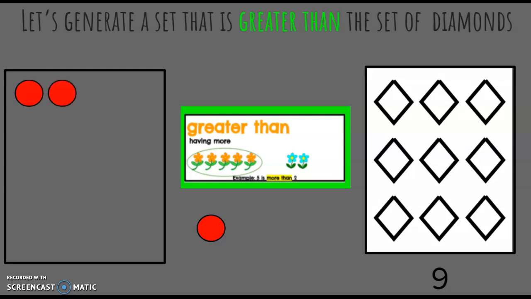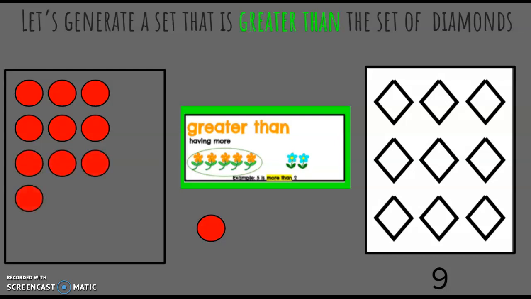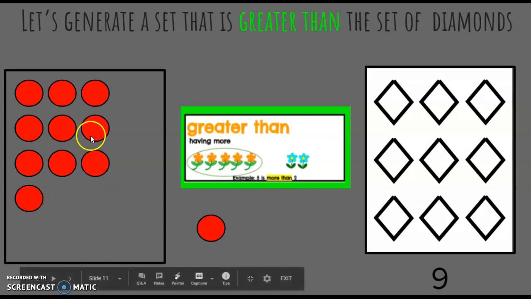1, 2, 3, 4, 5, 6. Okay, now is 6 greater than the set of diamonds or 9? No, okay, because greater means more. So I have to create more counters than diamonds. So right now I have 6, 7, 8, 9, 10. Okay, so I have 10 counters and I have 9 diamonds.